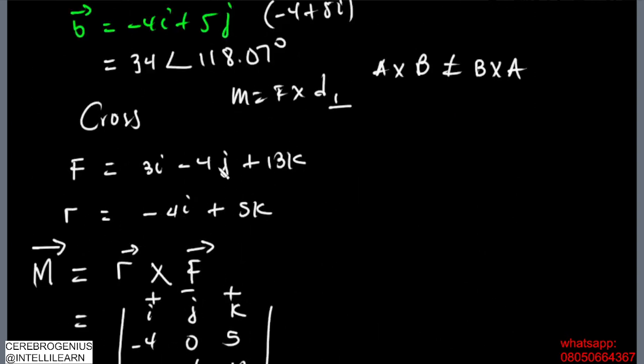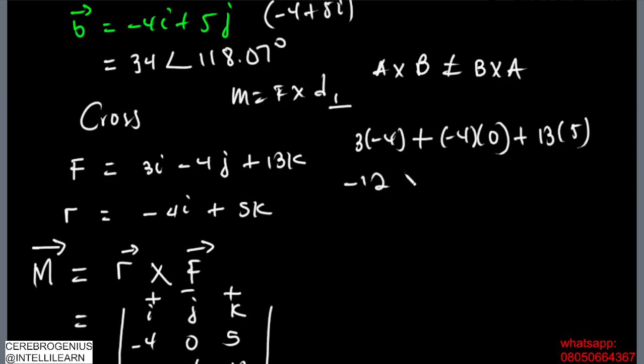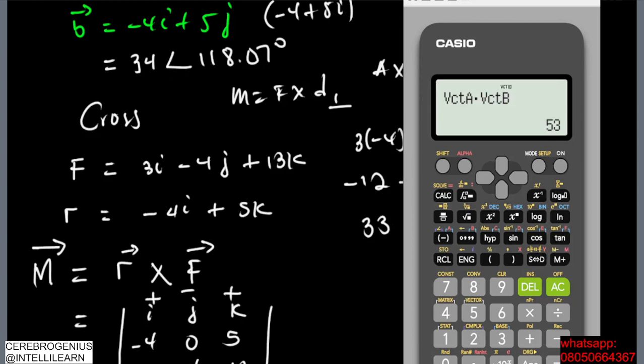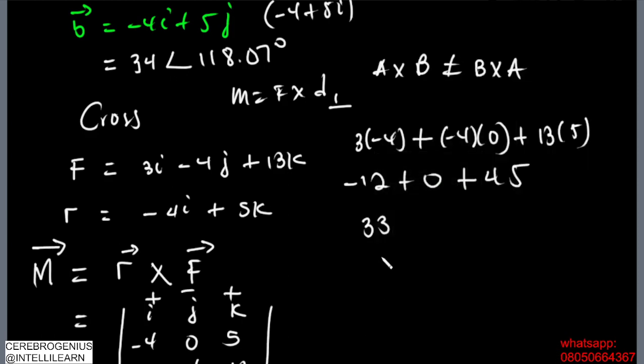So don't forget that dot product is the product of the common components. So this is I, you multiply them, that's 3 times -4 plus, this one has J, this one does not have J, so you say -4 times 0, because there is no J here, then plus 13 times 5. So this is -12 plus 0, 15 times 3 is 45. So we are going to have 45 minus 12, that's going to be 33. Wow, the answer is 53. Our calculator got 53 and I got 33. Where did I make mistake?